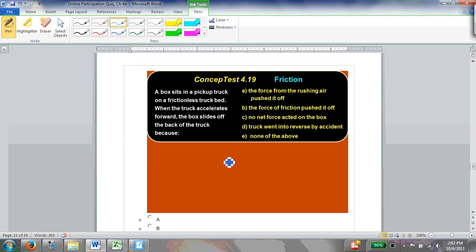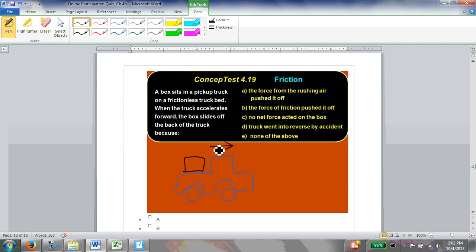A box sits on a pickup truck with a frictionless truck bed. When the truck accelerates forward, the box slides off the back of the truck. This box has a certain amount of inertia. It doesn't want to move because of this inertia, this quality that is intrinsic to the mass. However, when the truck moves, unless there is a force acting on the box, it's just going to stay where it is and it'll slide off the back.